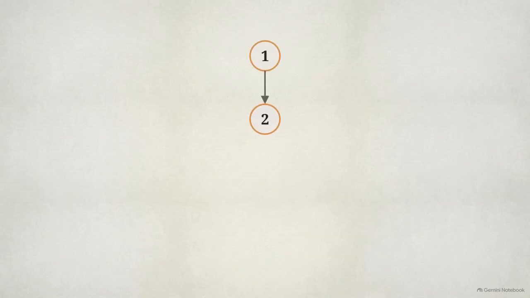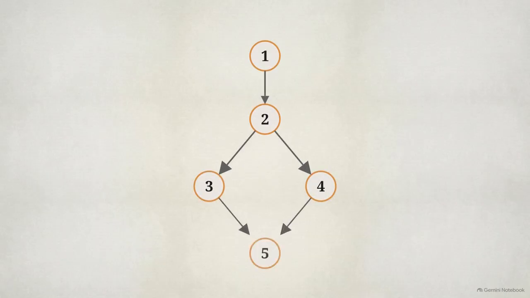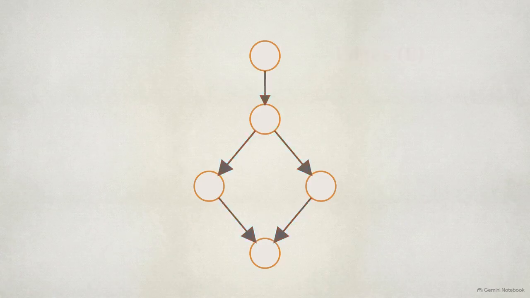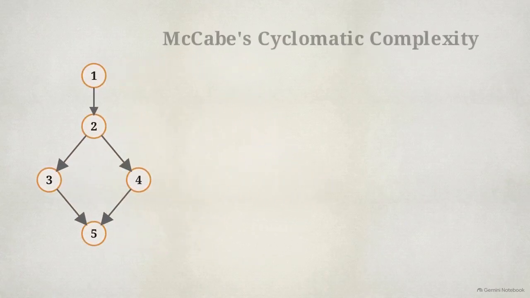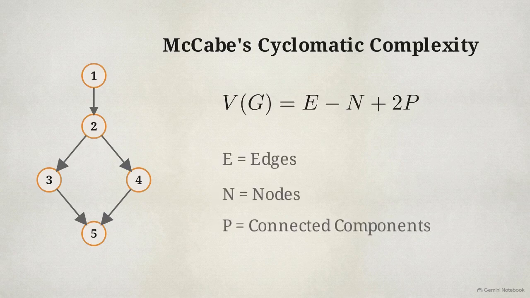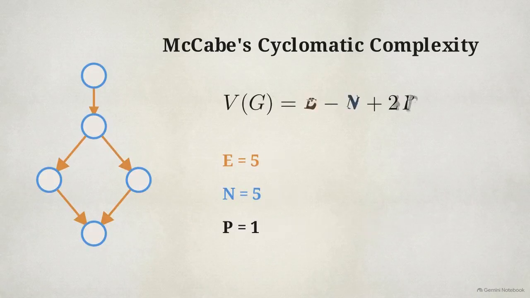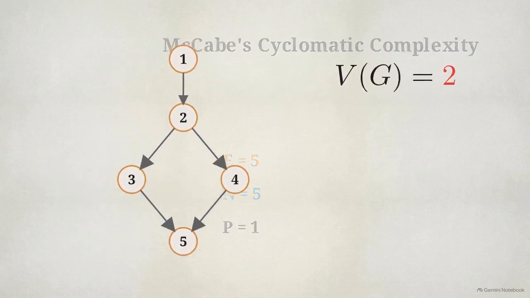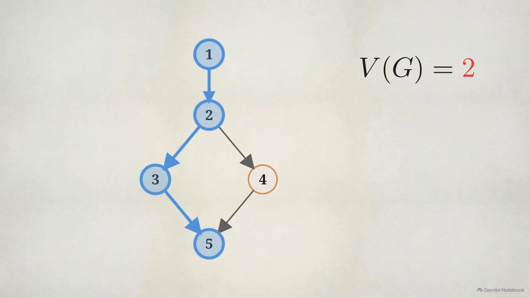This node graph maps out a basic execution path. It consists of nodes, which represent individual blocks of executable code, and edges, which are the decision pathways connecting those blocks. We quantify the complexity of this graph using McCabe's cyclomatic complexity formula. V of G equals the number of edges minus the number of nodes plus 2 times the number of connected components. In this simple IF statement, 5 edges and 5 nodes calculate out to a final complexity score of 2, meaning there are 2 independent execution paths.